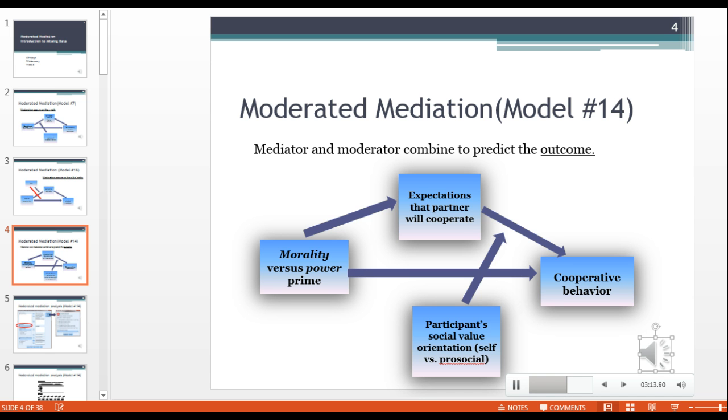So we have this binary variable for condition on the IV that led to a continuous mediator, the expectations of competing versus cooperating, and then a continuous DV, the actual behavior manifested in the task. Now on the B path, we have this moderator, and the moderator was called social value orientation, so it was an individual difference variable.